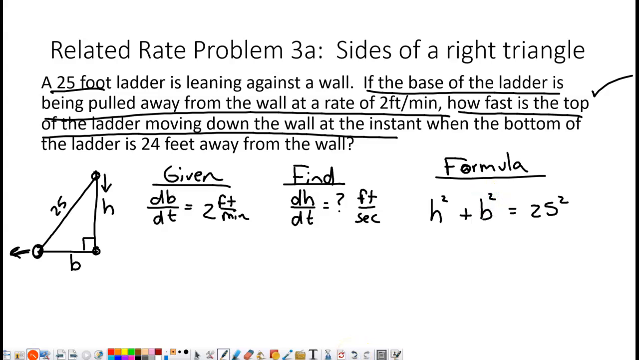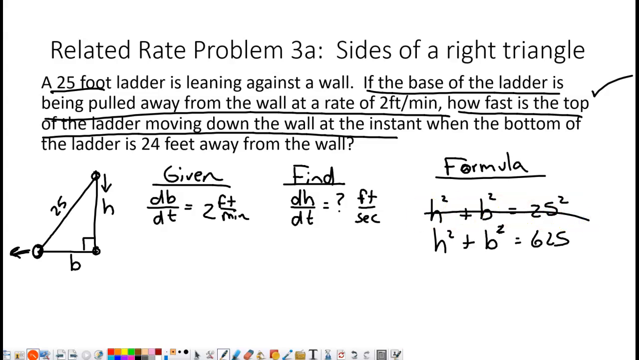H squared plus b squared equals 25 squared. Okay. We can simplify this a little bit. 25 squared is going to be 625. Might as well just do that because you can. All right.